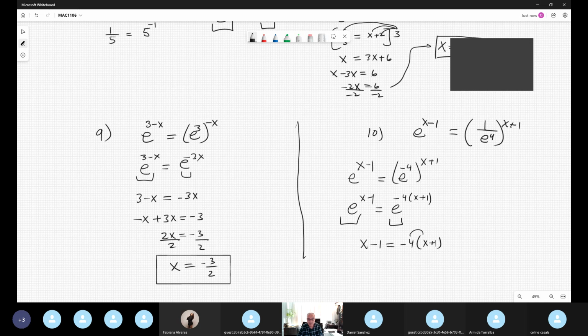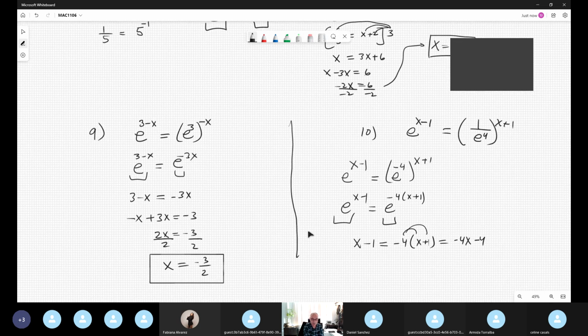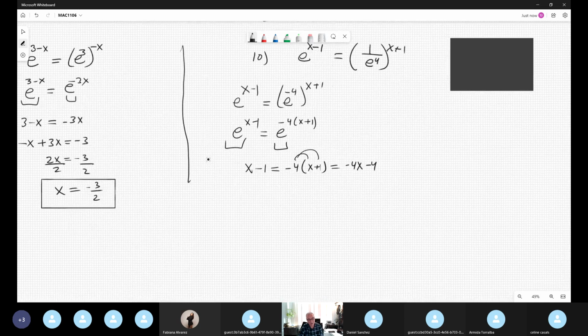Okay, in this case you apply the distributive property to get minus 4x minus 4, and you try to do your best. Solve for x. But as always, it's a linear equation. Not always, but frequently, 99% of the time. So x stays here, plus 4x, I move to the left, positive; negative 4 stays, plus 1, I move to the right. It's 5x equals negative 3. Divided by 5 on both sides, x is equal to minus 3/5.